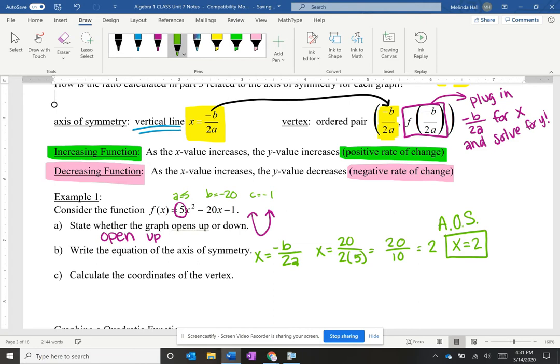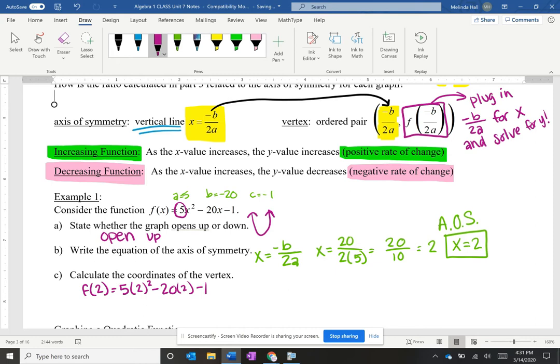Okay, and so then to calculate the coordinates for the vertex, I already know I need to plug in x equals 2, so I'm going to say the function at 2, f of 2, is 5 times 2 squared minus 20 times 2 minus 1. Don't be scared of function notation. All it's telling you is what to plug in for x. This f of a number just is saying this is y.